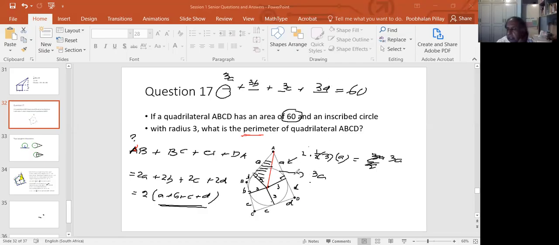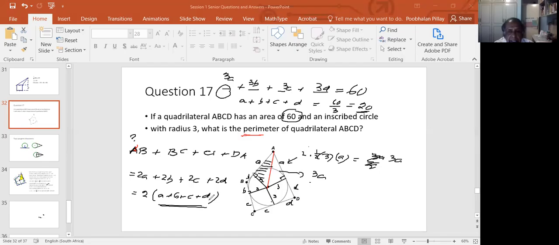Because the area of each quadrilateral is 3 times the side. So you've got 3a plus 3b plus 3c plus 3d is 60. If you divide right throughout by 3, or otherwise you can take out 3 as a common factor, then you'll have that a plus b plus c plus d is 20.